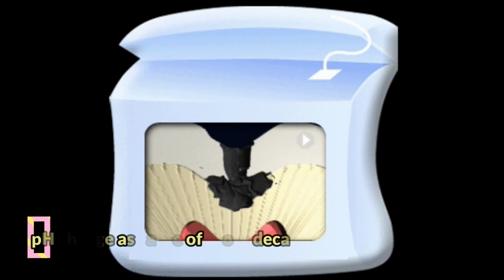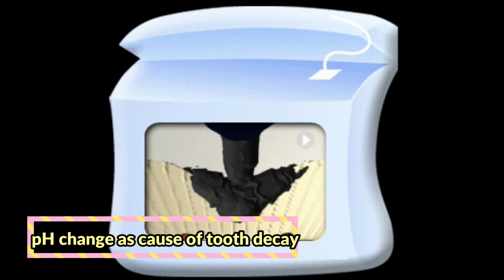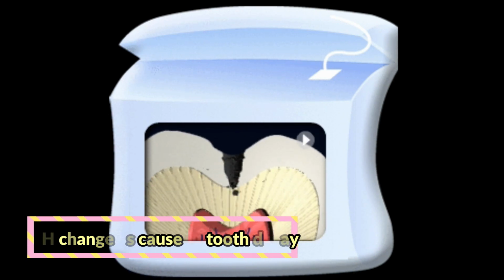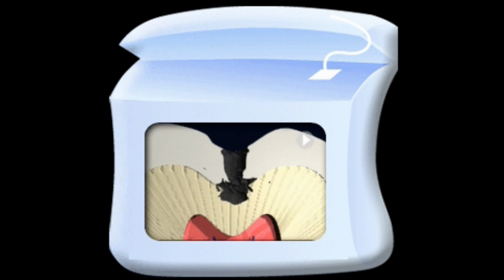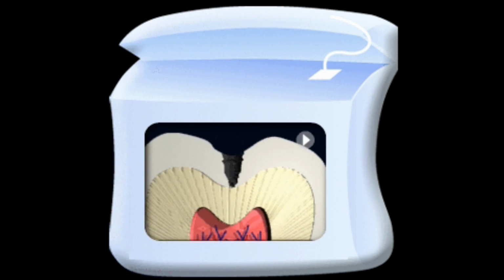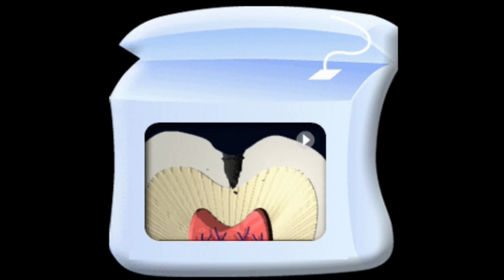pH change as cause of tooth decay. Now your tooth would start to decay when the pH of your mouth is less than 5.5. Less than 5.5 means it is trying to be more acidic, and that should not happen. The bacteria present in the mouth produce acids by degradation of sugar and food particles. The best way to prevent this would be to clean your mouth after eating food, and also by brushing twice a day.